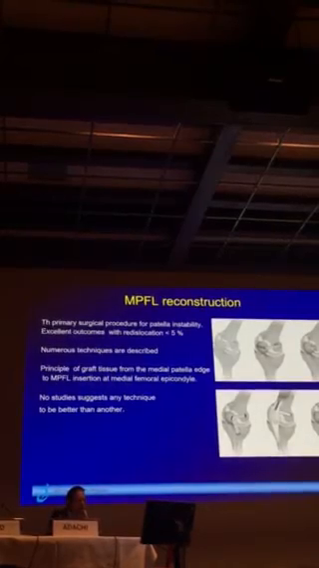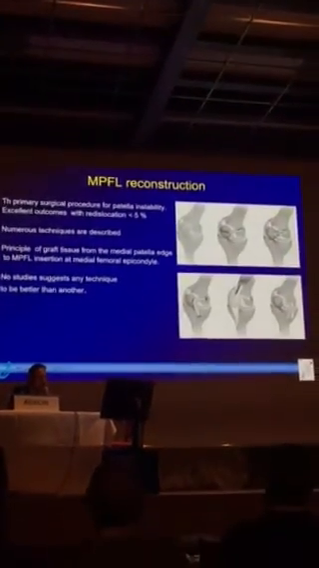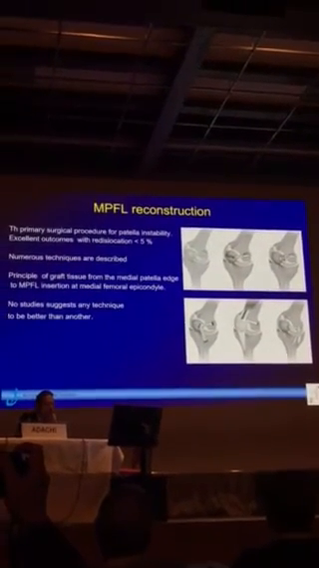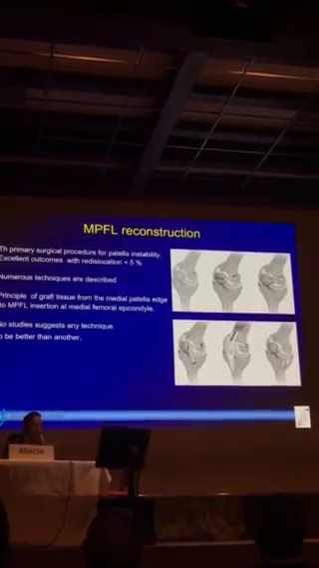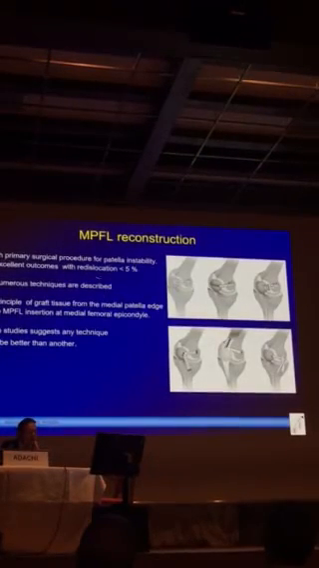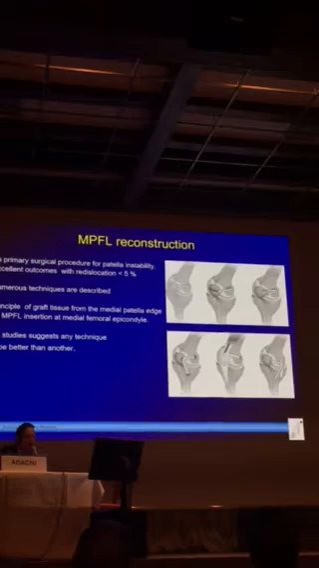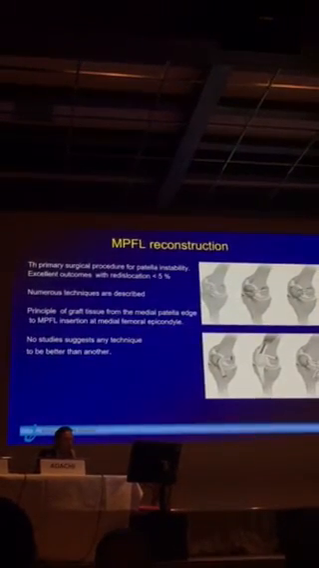There are so many reconstruction types being described in the literature, and the principle for all of them is that you add tissue from the medial side of the patella to the medial femoral condyle. These have all actually shown excellent outcomes in the studies that have been done, with redislocation rates of less than 5%. But there are no studies that have suggested that any technique is better than another.